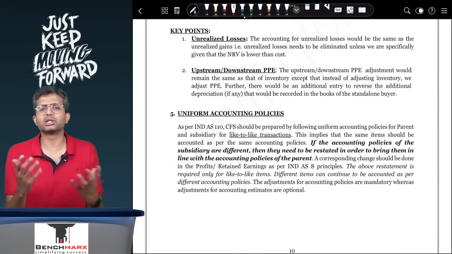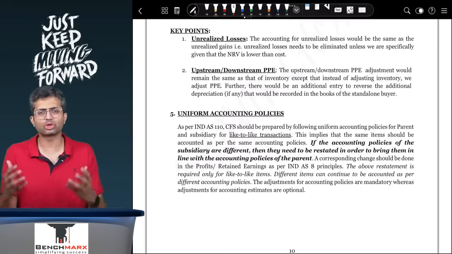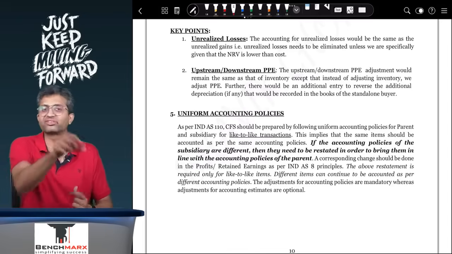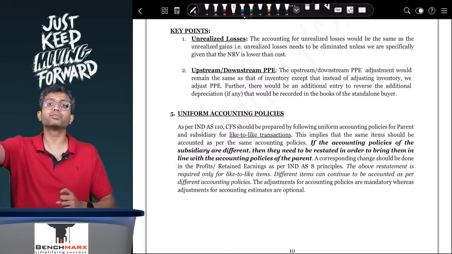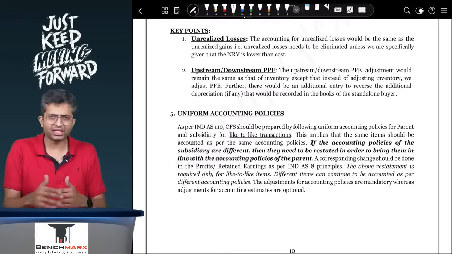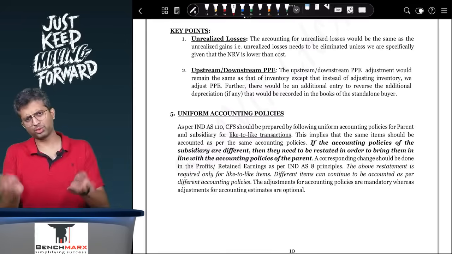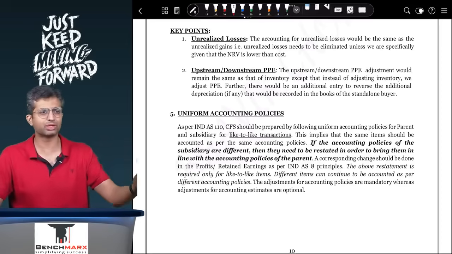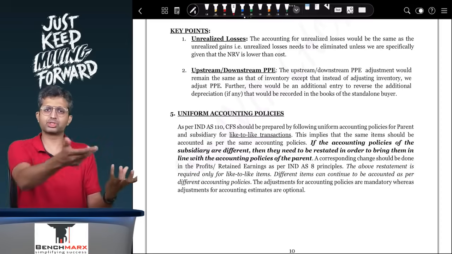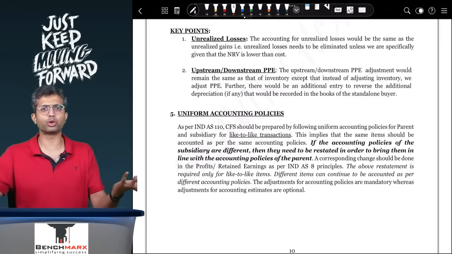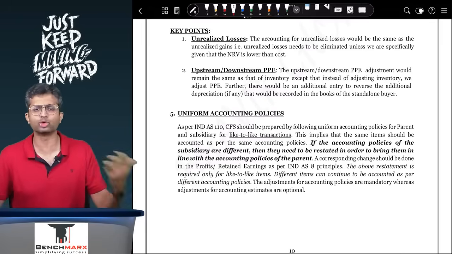Remember, parent and subsidiary have to prepare their CFS based on a uniform policy. If the policy is different for like to like similar transactions, then the subsidiary's financials will be restated in line with the parent's policies. However, if there are different transactions for which you are following different policies, no restatement is required. Like parent has an inventory which is petroleum, for which they have followed weighted average. Subsidiary has inventory which is retail products, for which they have followed FIFO, absolutely fine, you don't need to restate.